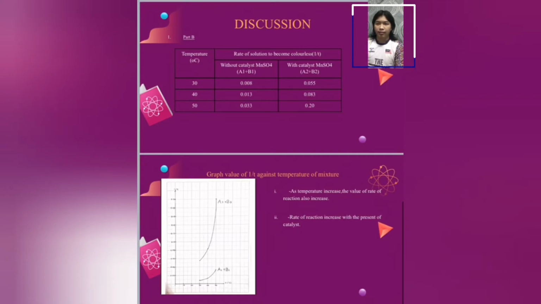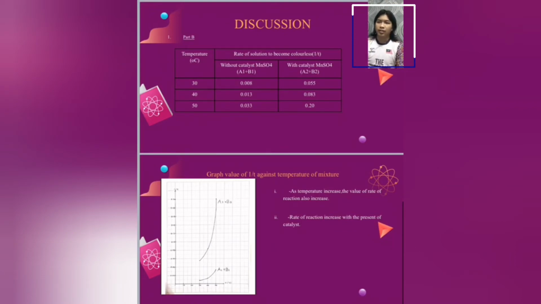For part B, the rate of solution to become colorless. Without catalyst manganese sulfate at a temperature of 30 degrees, the rate of 1 over time is 0.008, and with catalyst manganese sulfate at 30 degrees Celsius, it is 0.055 second. For the temperature 40 degrees, without catalyst manganese sulfate, the rate is 0.013 second, and with catalyst, it is 0.083 second. For the temperature 50 degrees, the rate is 0.033 second, and with catalyst, it is 0.2 second.